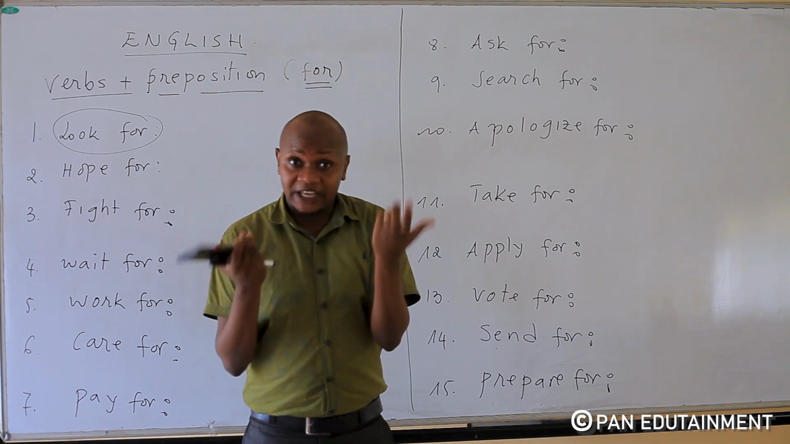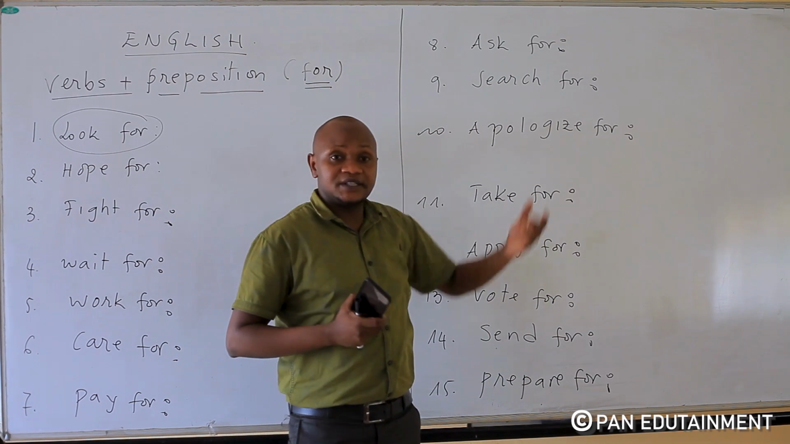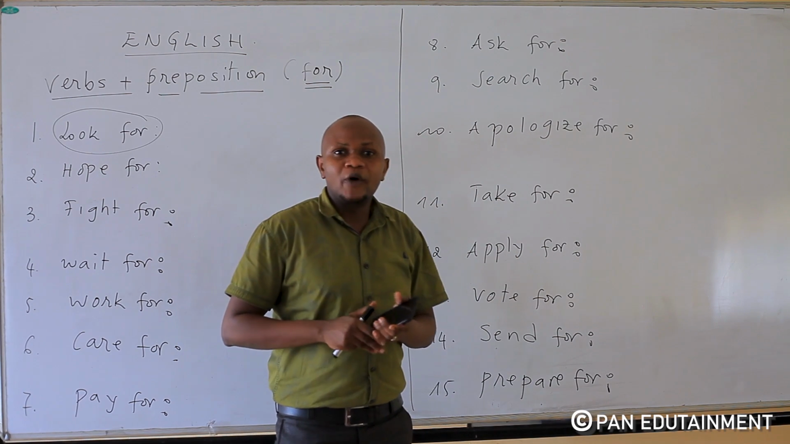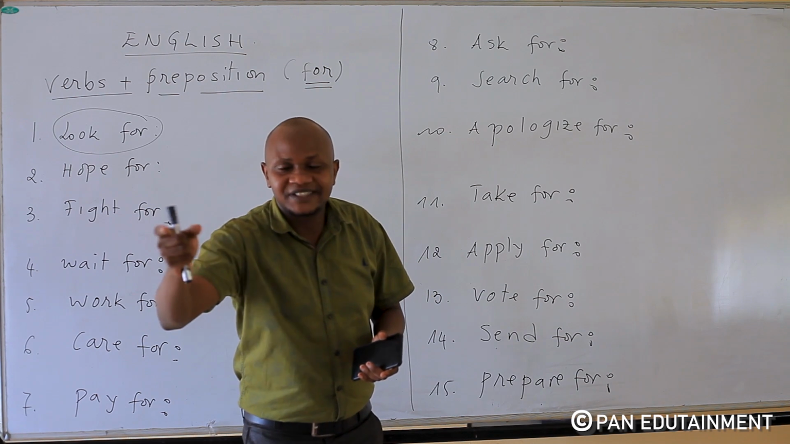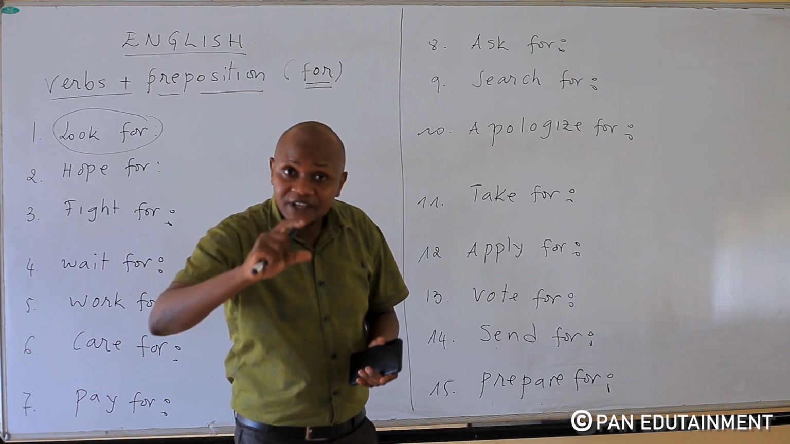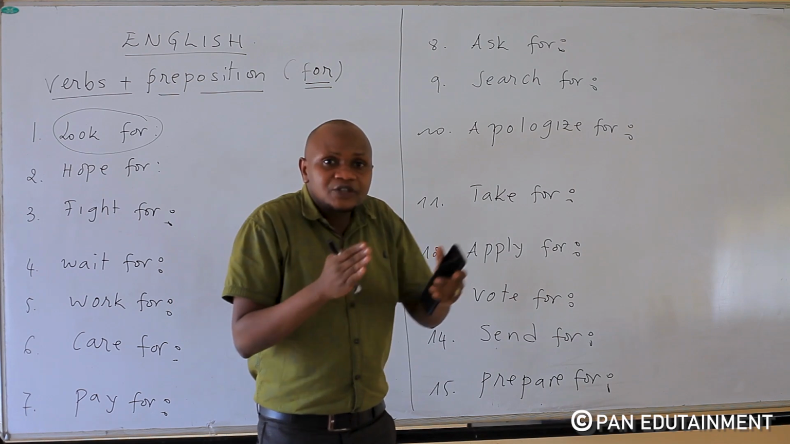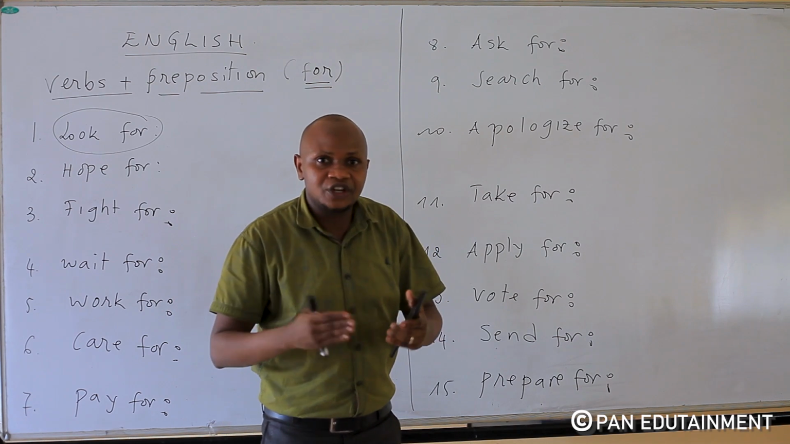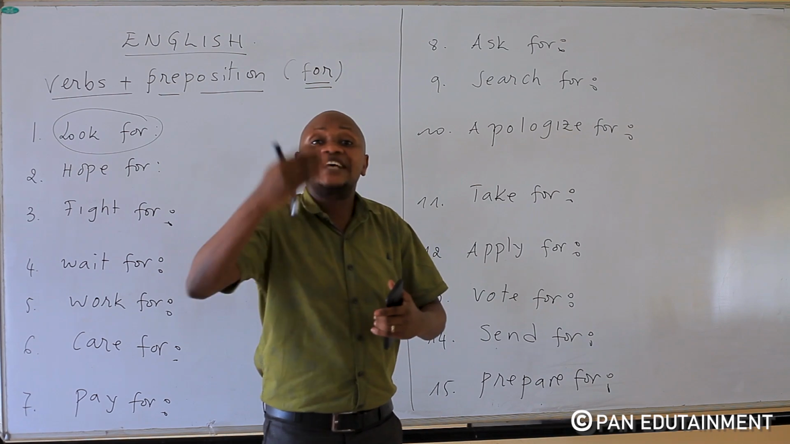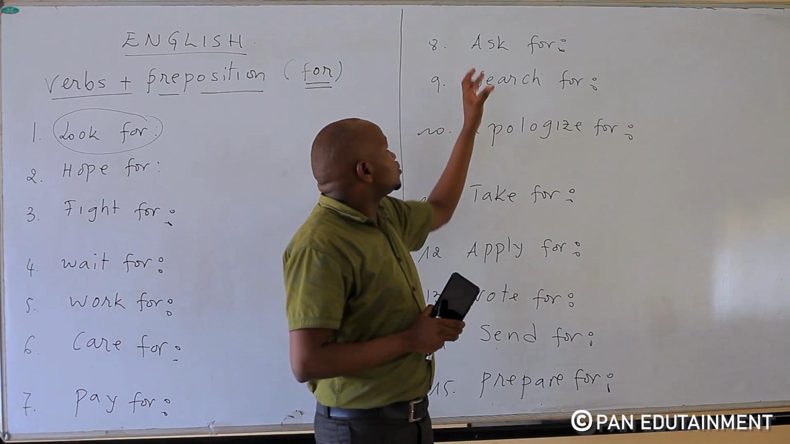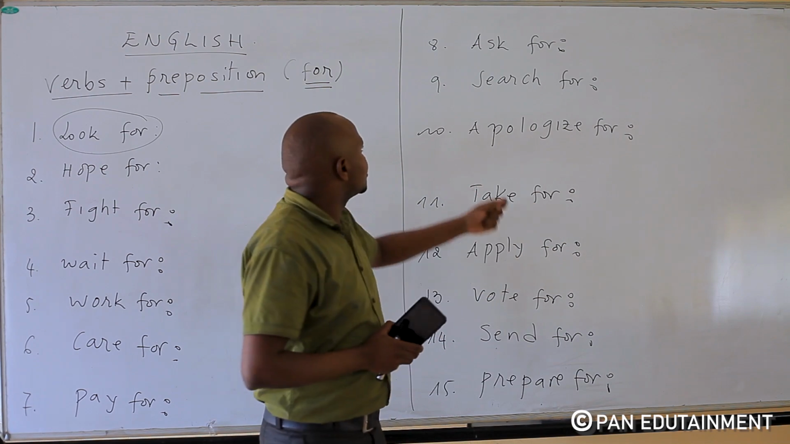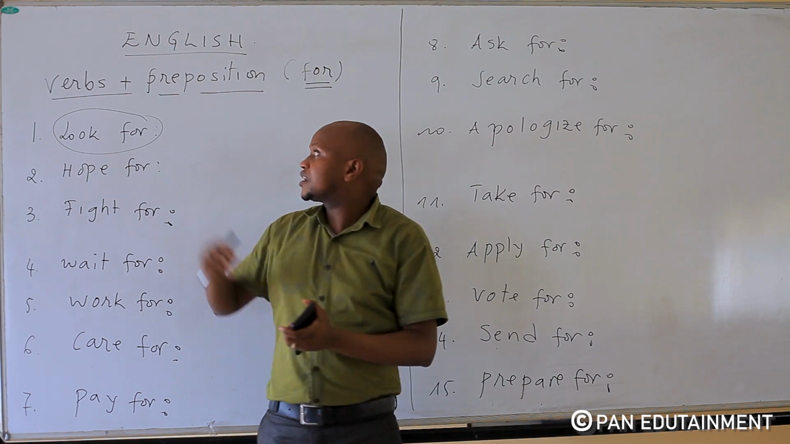To ask for forgiveness. Nabyo bibaho. Gusaba imbabazi. I'm going to ask for forgiveness. Ngiye gusaba imbabazi. That is to ask for. Muri make to ask for, I'm asking for a job, I'm applying for a job. That is to ask for something. Okay? Ask for something. Good. Nugusaba.